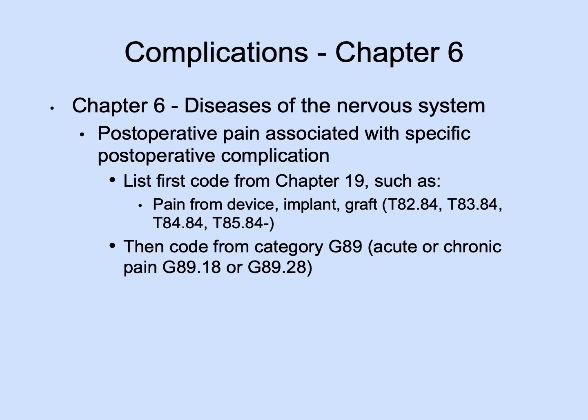So let's first code from chapter 19, such as pain from device, implant, graft, T82.84, T83.84, T84.84, T85.84. Then a code from category G89, acute or chronic pain, G89.18, G89.28. Because pain from a device, the T82 codes don't give you all the information. The G89 code gives more information indicating it's acute or chronic. So that gives you more information.